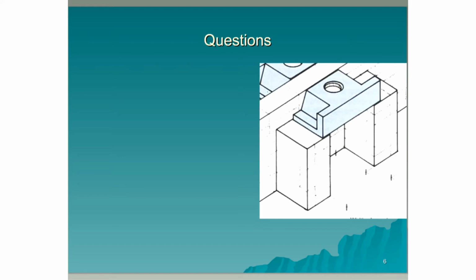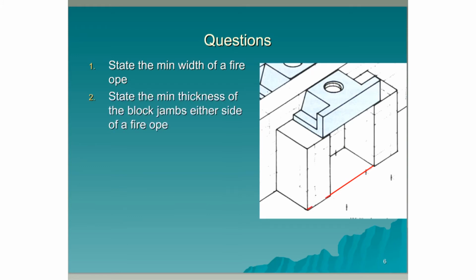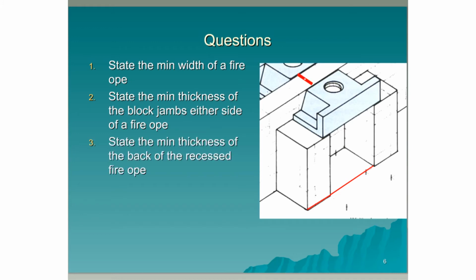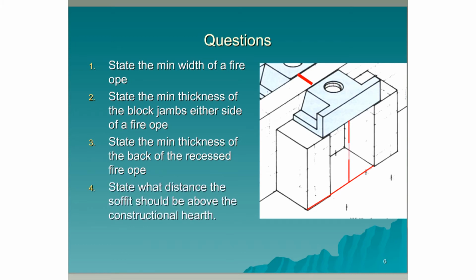Questions. State the minimum width of a fire ope. State the minimum thickness of the block jambs either side of the fire ope. State the minimum thickness of the back of the recessed fire ope. State what distance the soffit should be above the constructional heart.